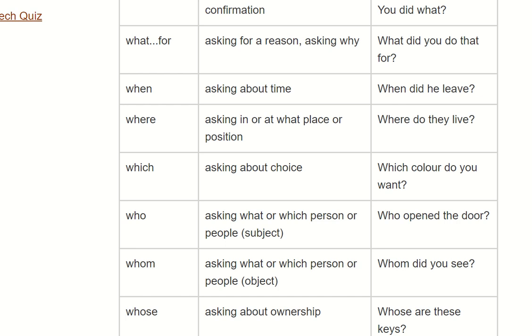Who. We use who in order to ask about a person or people, and we use this as a subject. Who opened the door? Ali opened the door. Ali is the subject because it is at the beginning of the sentence.